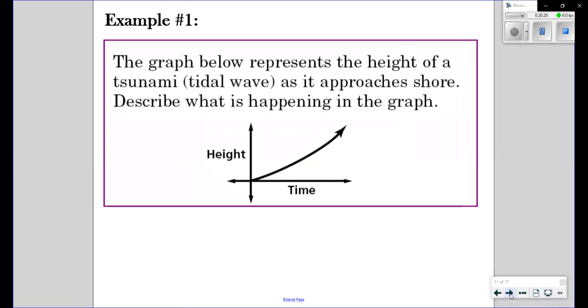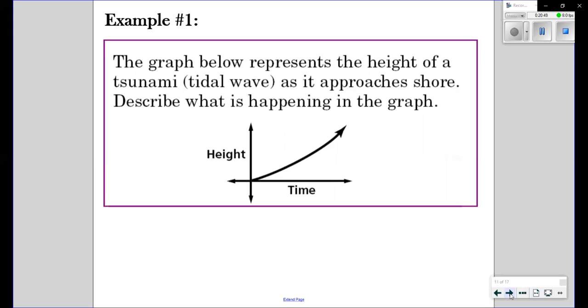So we're going to have three graphs that we're going to look at. The first one says: the graph below represents the height of a tsunami, a tidal wave, as it approaches shore. Describe what is happening in the graph. So we're going to be describing what's happening. Each of you will have your own different interpretations, as long as it makes sense and it's accurate.